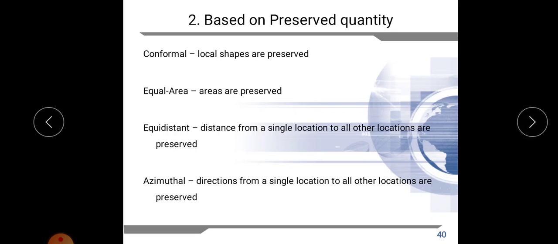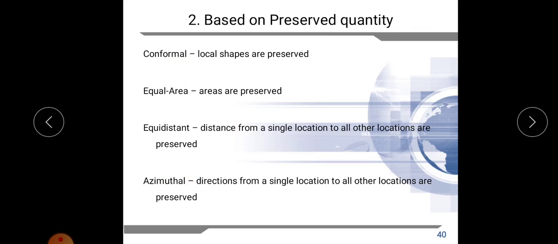As I have told, in every map projection we cannot preserve all the properties like shape, area, direction, etc. Any one of these properties will vary when we are converting a 3D surface into a 2D. So based on the parameter that we are going to preserve during this transformation, we can classify map projection into four types. They are conformal, equal area, equidistant and azimuthal.